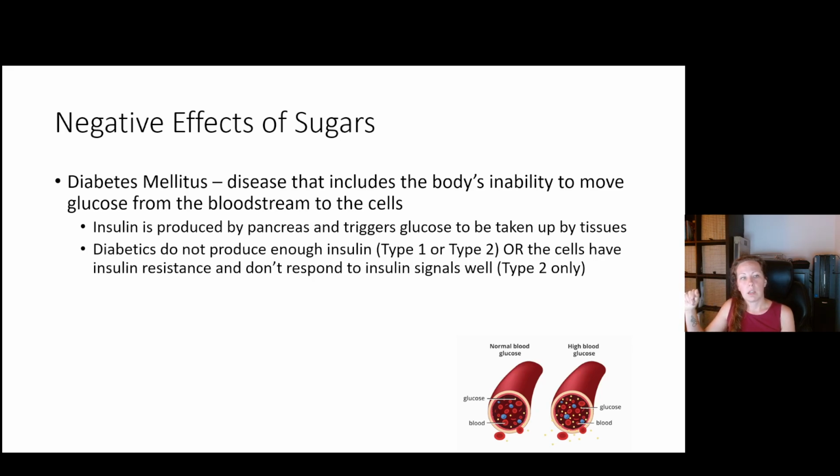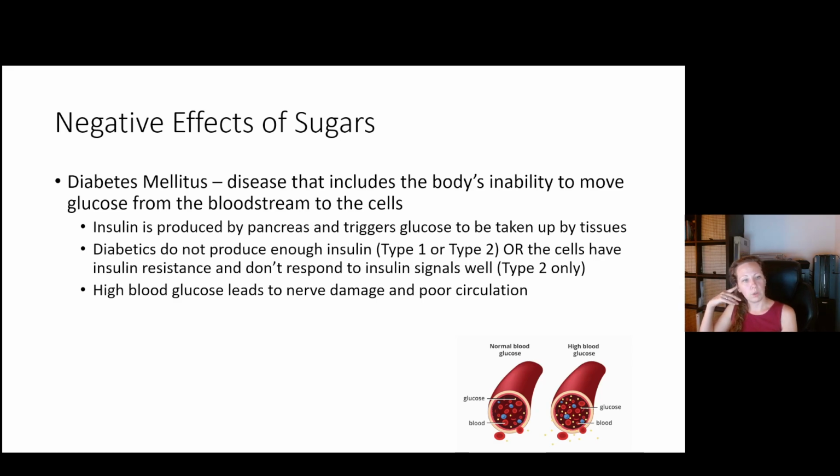Or the cells have insulin resistance and don't respond to the insulin signals. So the insulin is like knocking on the door of the muscle, saying, hey, I've got some glucose for you. And those receptors are asleep because they've been overstimulated, and so they're ignoring it. And in the meantime, so this is type 2, the glucose is just hanging around in the blood and causing damage.